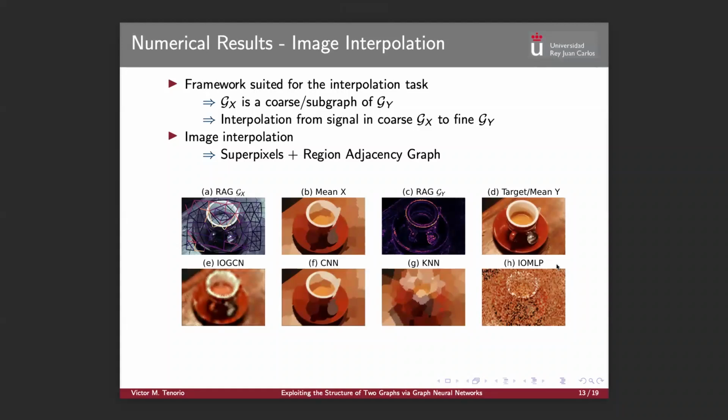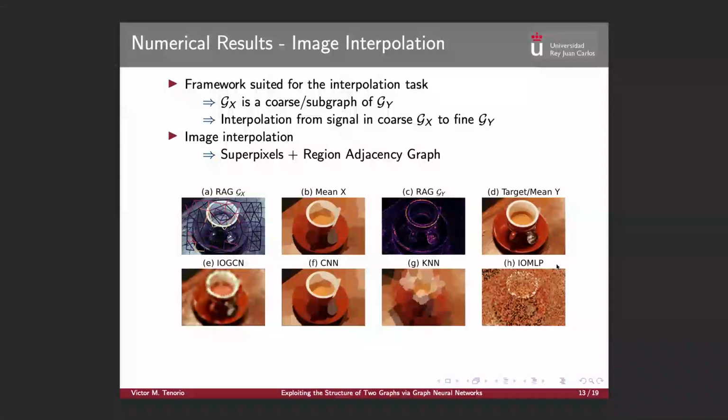We consider as signal on top of this graph the mean color of all the pixels in each superpixel. And the output, the target, is the same, but in the fine representation of the graph, where we can see a lot more details. The bottom row is actually the results. This is with our architecture. This is a convolutional neural network operating on the image, which basically just copies the input image. KNN: for each superpixel here, I look for the closest superpixel there and do some kind of KNN aggregation. And IOMLP is the input-output mapping, but without using the graph information.